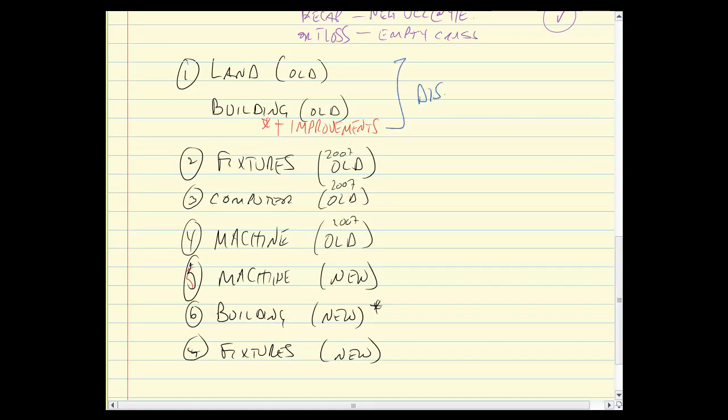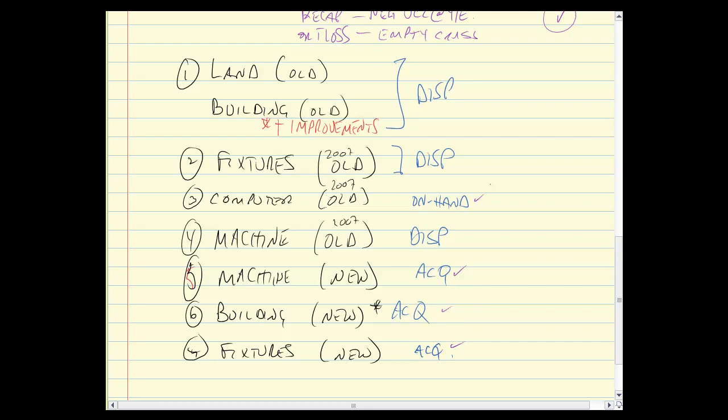So this was disposed. Fixtures were disposed. The computer is on hand. The machine was disposed. The new machine was acquired. The new building, if it is acquired, is acquired. And the new fixtures are acquired. Okay, so what I know is that these will contribute to CCA. So I can go through and just do a little CCA, CCA, CCA, and CCA.